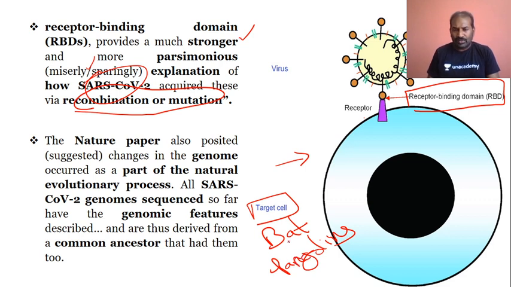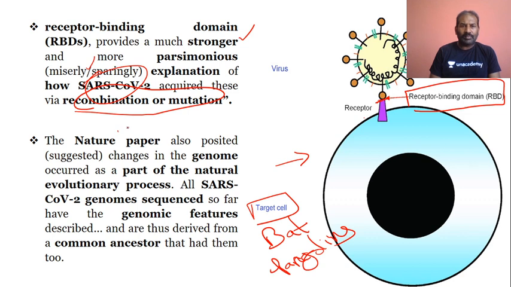So the target cell could be the bat and the pangolins, wherein this is the receptor, and this part is called the receptor binding domain. So it is the spike protein versus the receptor binding domain wherein the binding takes place, and this is the virus, and this is what is going on. So I did try to explain the receptor binding domain also.